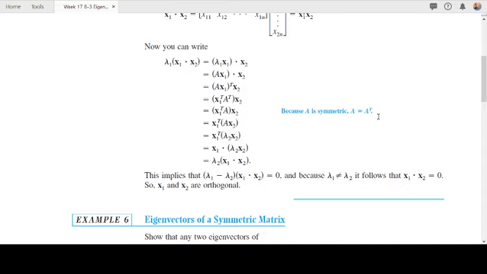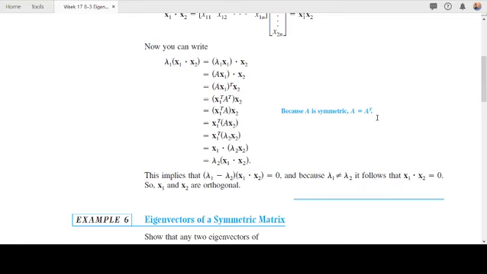Follow it down to lambda 2 times x1 dot x2, and then subtract the ends and set it equal to 0. So that means the product, lambda 1 minus lambda 2, multiplied by the dot product of the two vectors, is 0. But since lambda 1 is not equal to lambda 2, it follows immediately that the dot product of x1 and x2 must be 0. Again, that's because we have a positive definite scalar product.